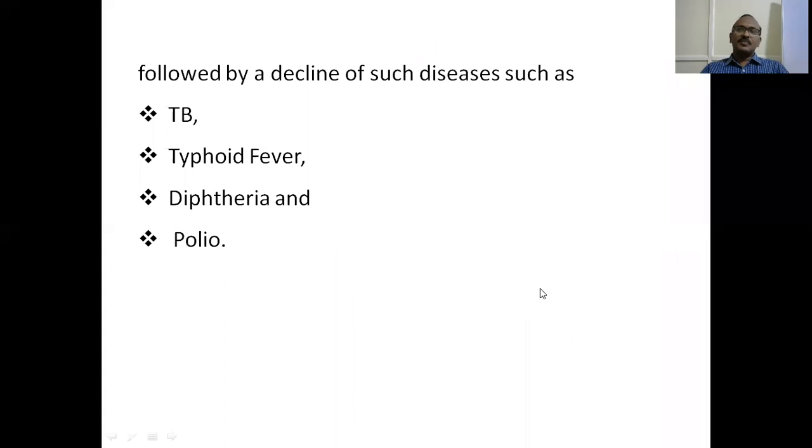Now, diseases which have shown a decline over a long period of time are tuberculosis, because of vaccination, multi-drug therapy, and the use of various wonderful anti-tubercular drugs. Likewise, typhoid fever, because of the increase in personal hygiene, safe hygienic practices in cooking of food, and use of antibiotics and vaccines. Likewise, diphtheria and polio have come down because of the vaccines.